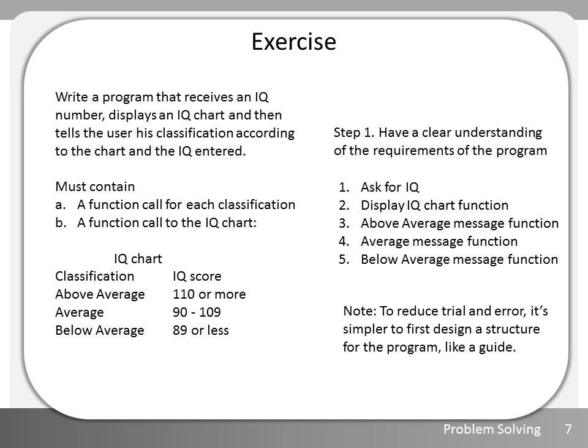Now, first things first. Before starting a program, always know exactly what you're doing. Having to add a series of functions later could completely change the structure of the program, and we don't want to have to start over because of a misunderstanding. So let's see what we need. We need to first receive an IQ from the user, then a function for displaying the IQ chart given, and a function call for each classification. Looking at the chart, we have three classifications: above average, average, and below average. That's three more functions, one for each.